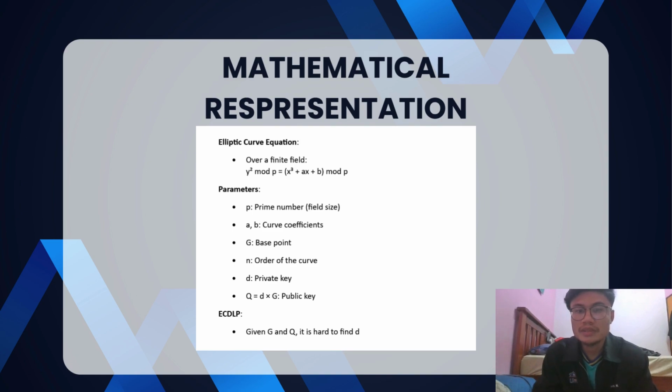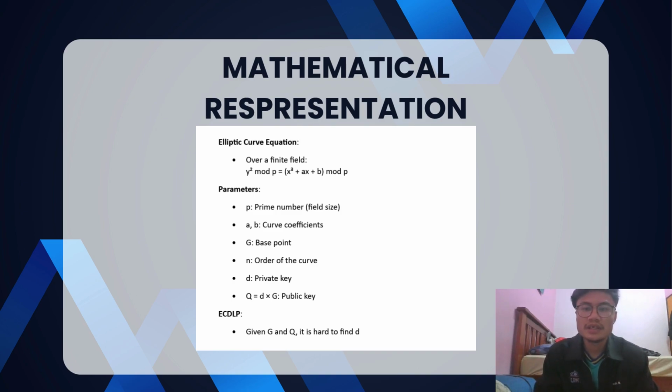We calculate the public key by multiplying the base point by the private key using elliptic curve rules, which is the equation Q equals D times G. This operation is not normal multiplication. It is actually point multiplication, which involves adding the point to itself repeatedly. All the calculations in ECC happen modulo P, meaning the results are always within a fixed range. This helps keep the key size small while still maintaining high security.